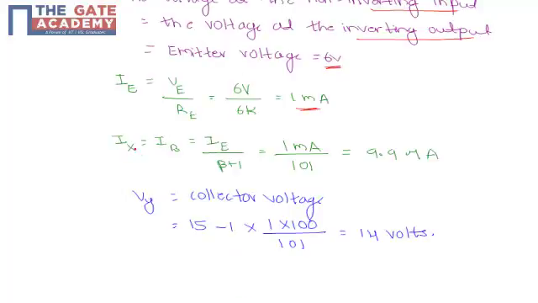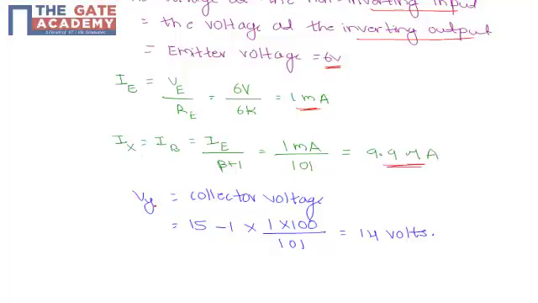So, Ix is equal to IB. It will be equal to IE divided by beta plus 1. The IE value we found here, that is 1 milliamp, divided by beta plus 1. The beta value is 100, plus 1. It will be 101. It will be equal to 9.9 microamps.